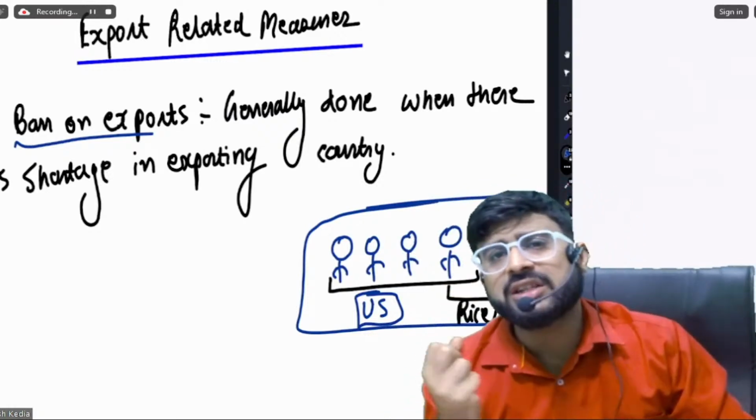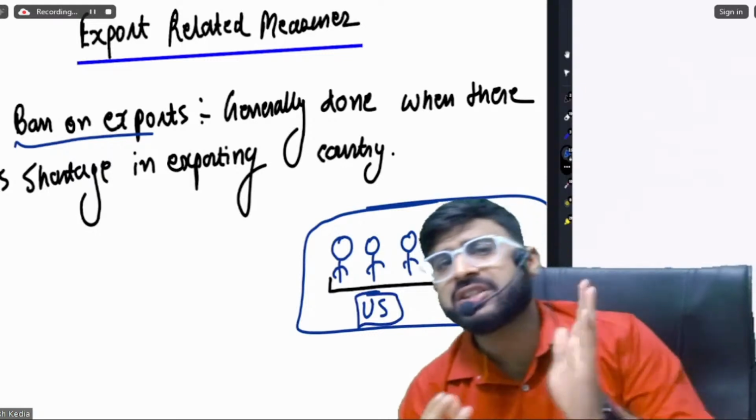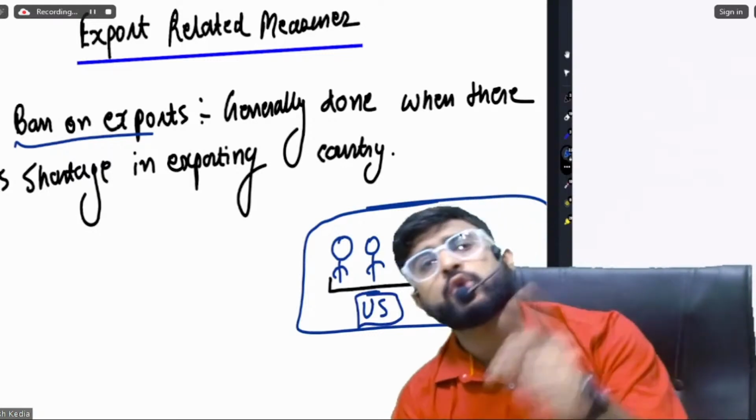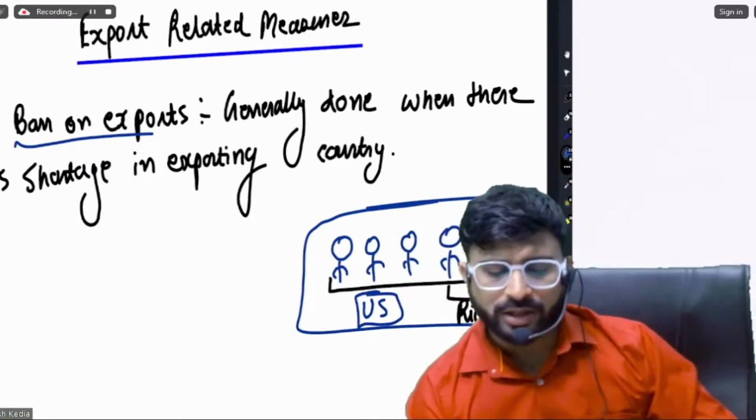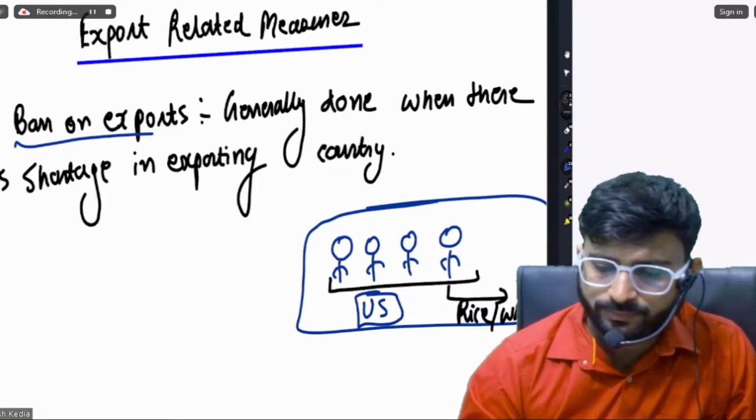is a shortage in the exporting country. बेचने वाली कंट्री में यदि शॉर्टेज हो तो ये मेजर्स लिए जाते हैं. क्लियर है? Moving on.